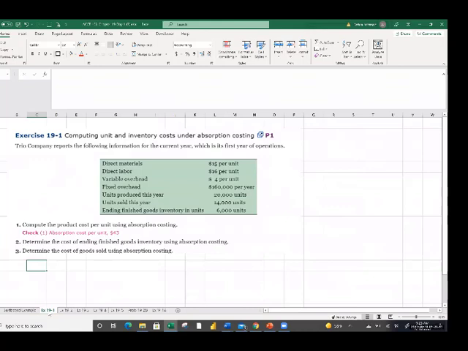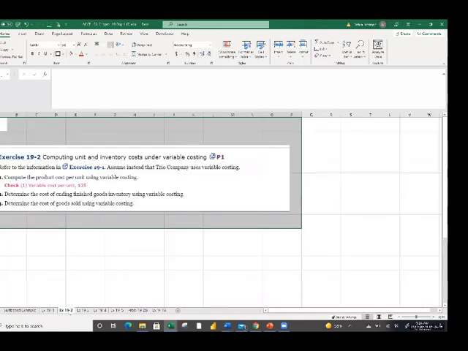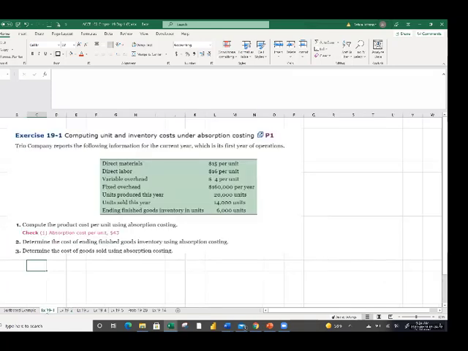Okay, 19.1 and 19.2 are going to be the same problem. One's going to have us do, I think the first one, traditional GAAP costing, what the author, back to Neff's question, is going to now call absorption costing. And then 19.2 is going to be the exact same question. It's going to say use the same set of facts, but this time do variable costing.